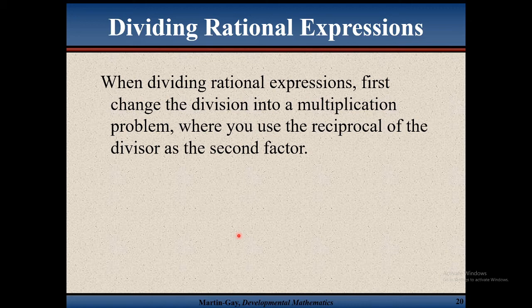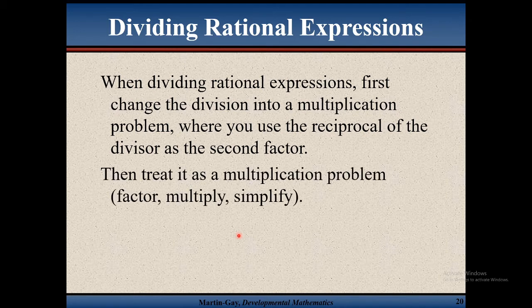So when dividing rational expressions, first change the division into a multiplication problem where you use the reciprocal of the divisor as a second factor. Then treat it as a multiplication problem. You factor, you multiply, and then the last one, which is very important, simplify. Because if your answer is not simplified, your answer might be wrong or you might get lower points in your exam.